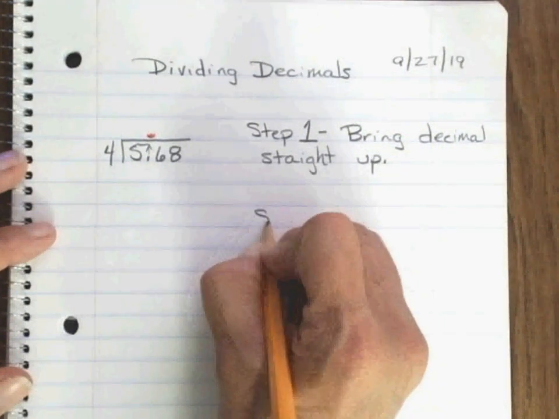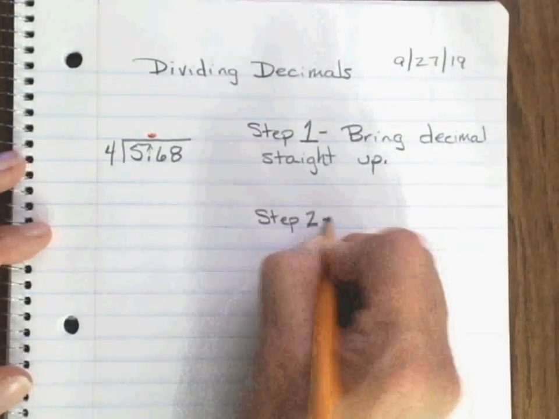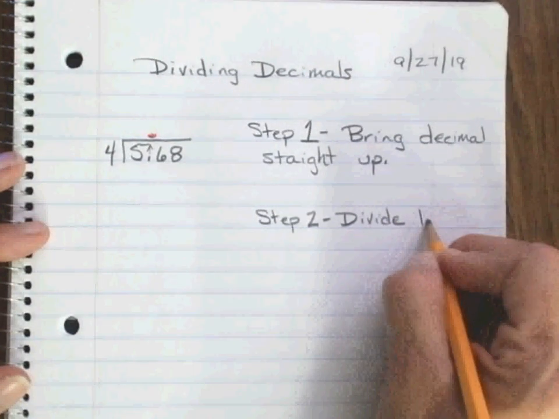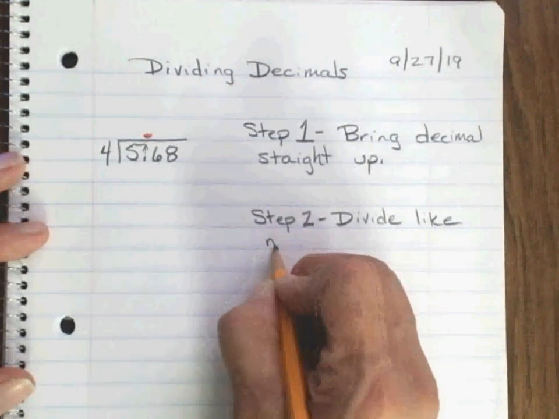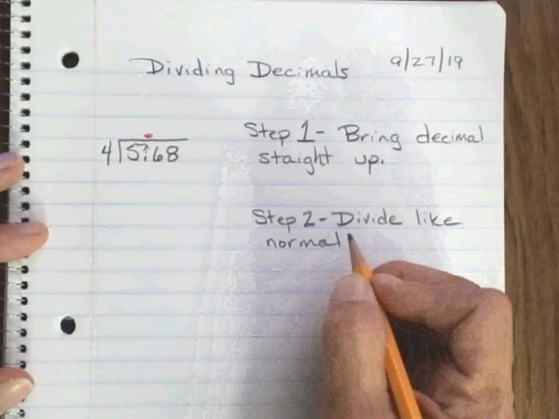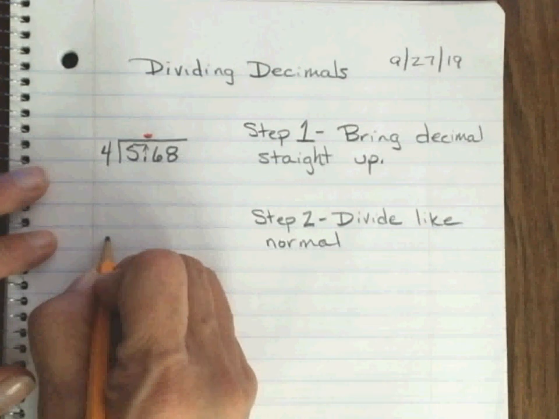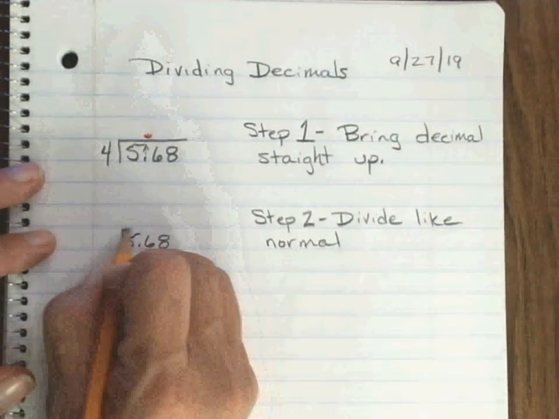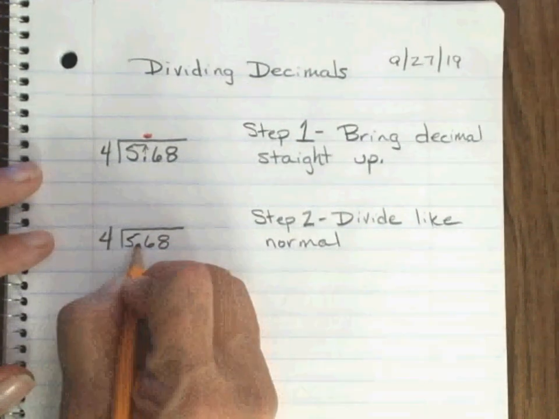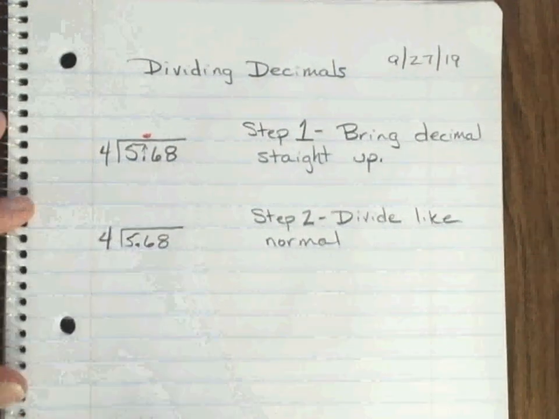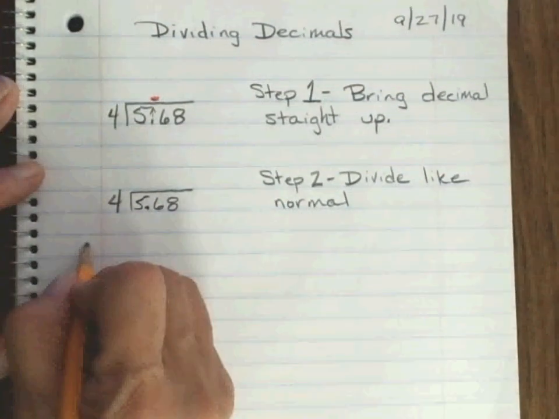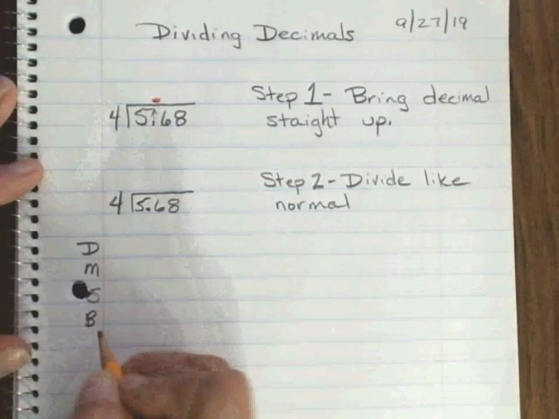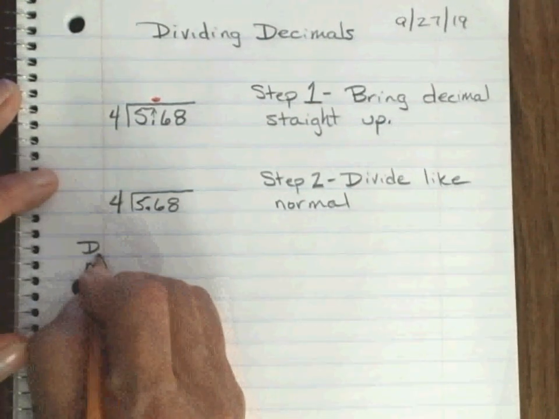Step 2, divide like normal. So I have 5 and 68/100ths divided by 4. Okay, over here I'm going to make my notes so I remember the order I do. I divide, multiply, subtract, and bring down. And then if I have anything to bring down, remember, I have to go through and divide again.